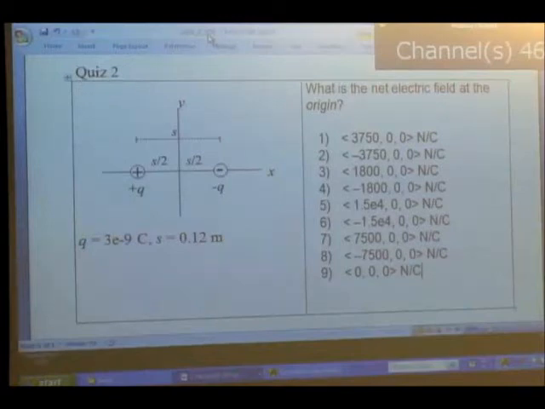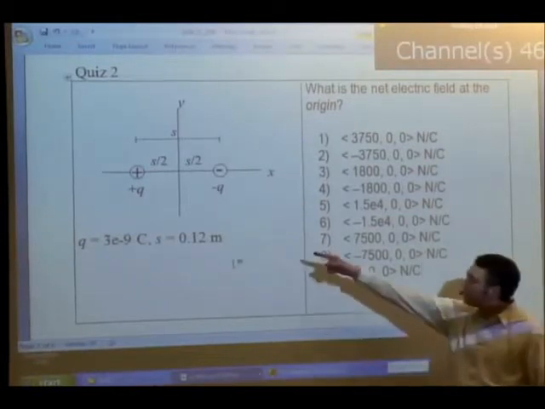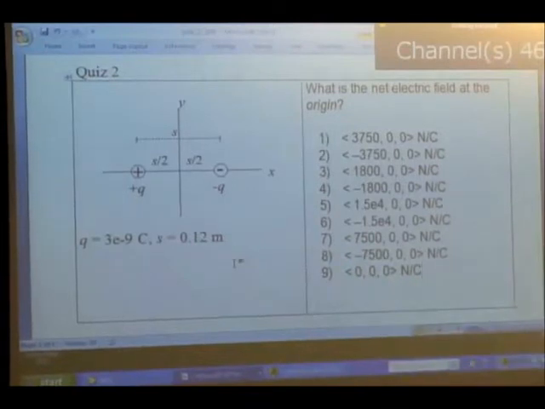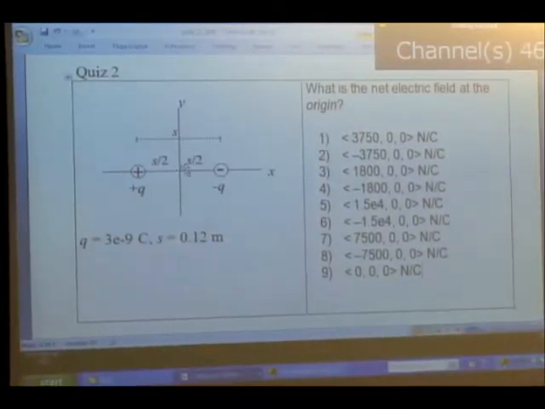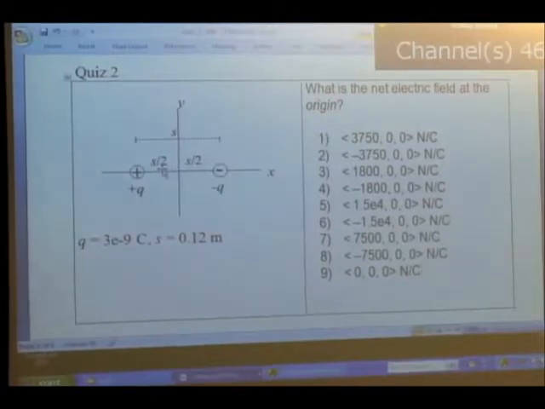Question states you have two charges, a positive and a negative. They're both the same magnitude of charge. The magnitude is 3 times 10 to the minus 9 coulombs. The distance between the two charges is 0.12 meters. So each is half that distance to the origin. This is 0.06 meters. This is 0.06 meters.